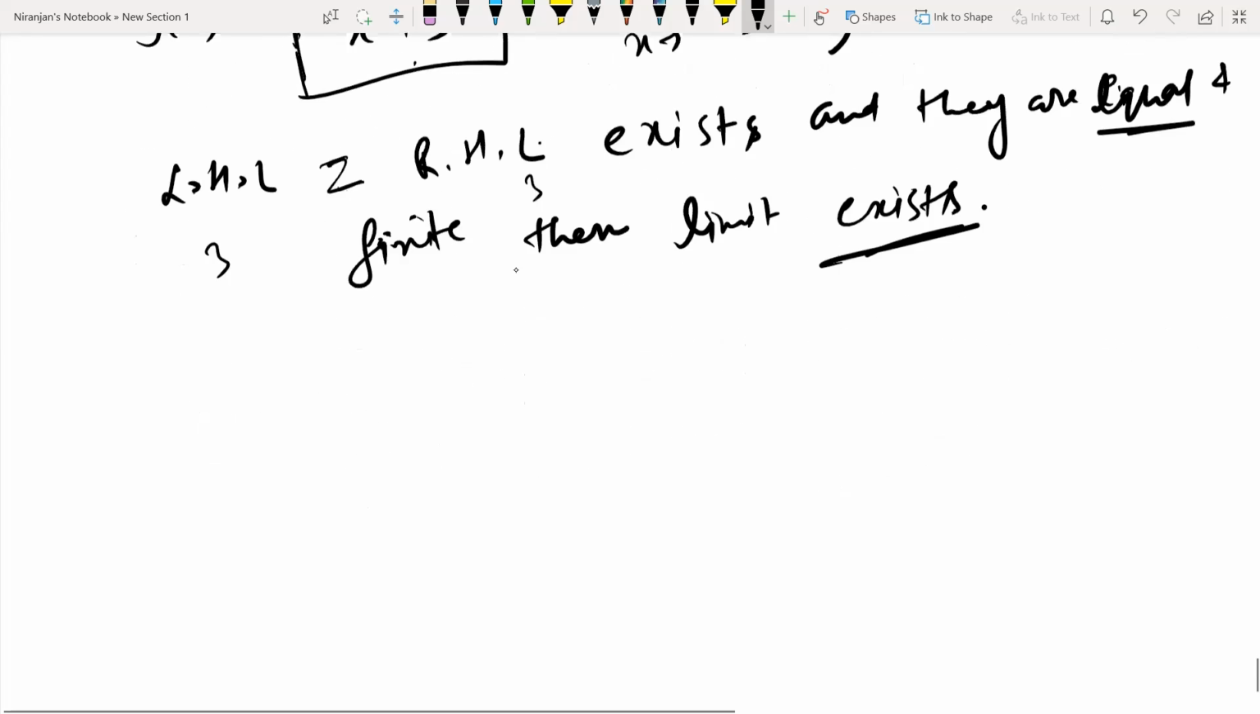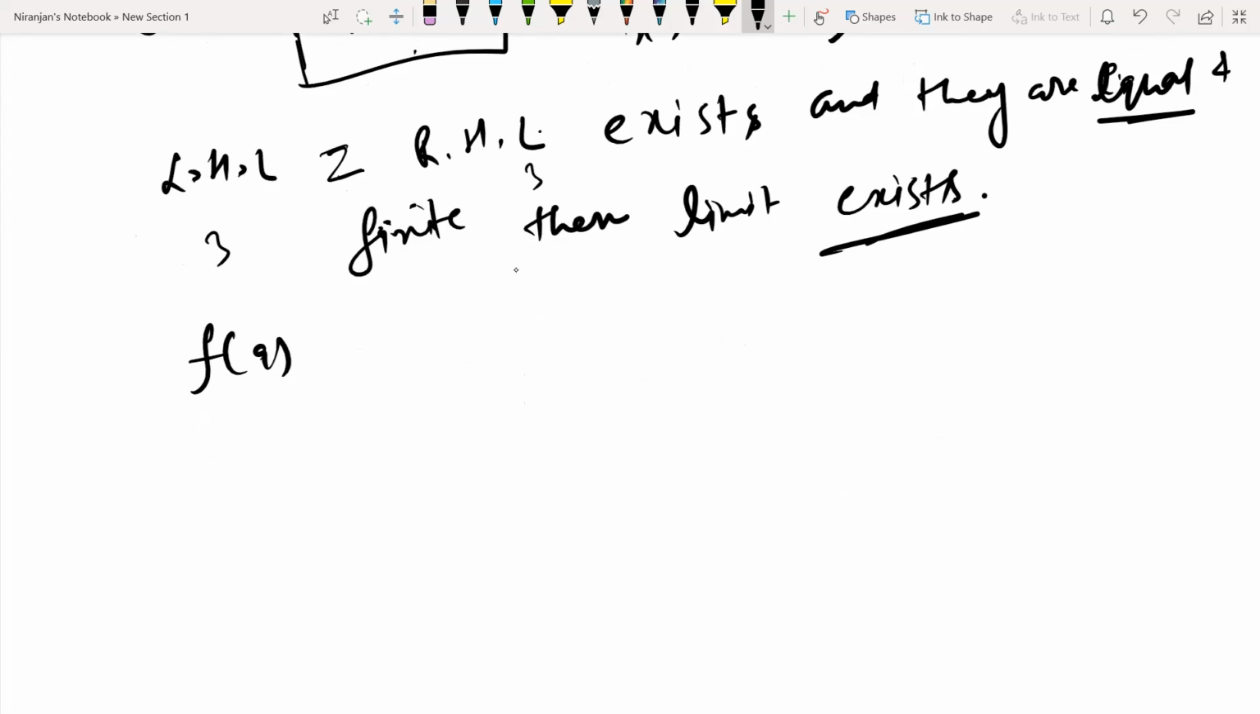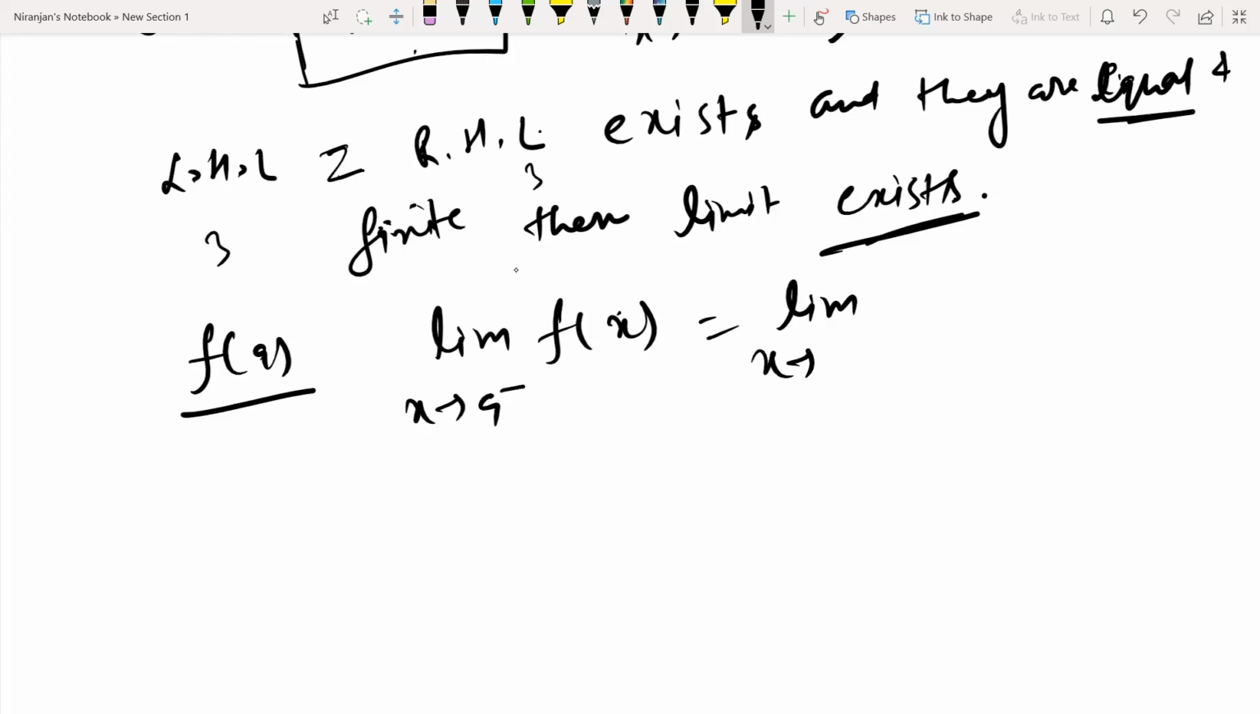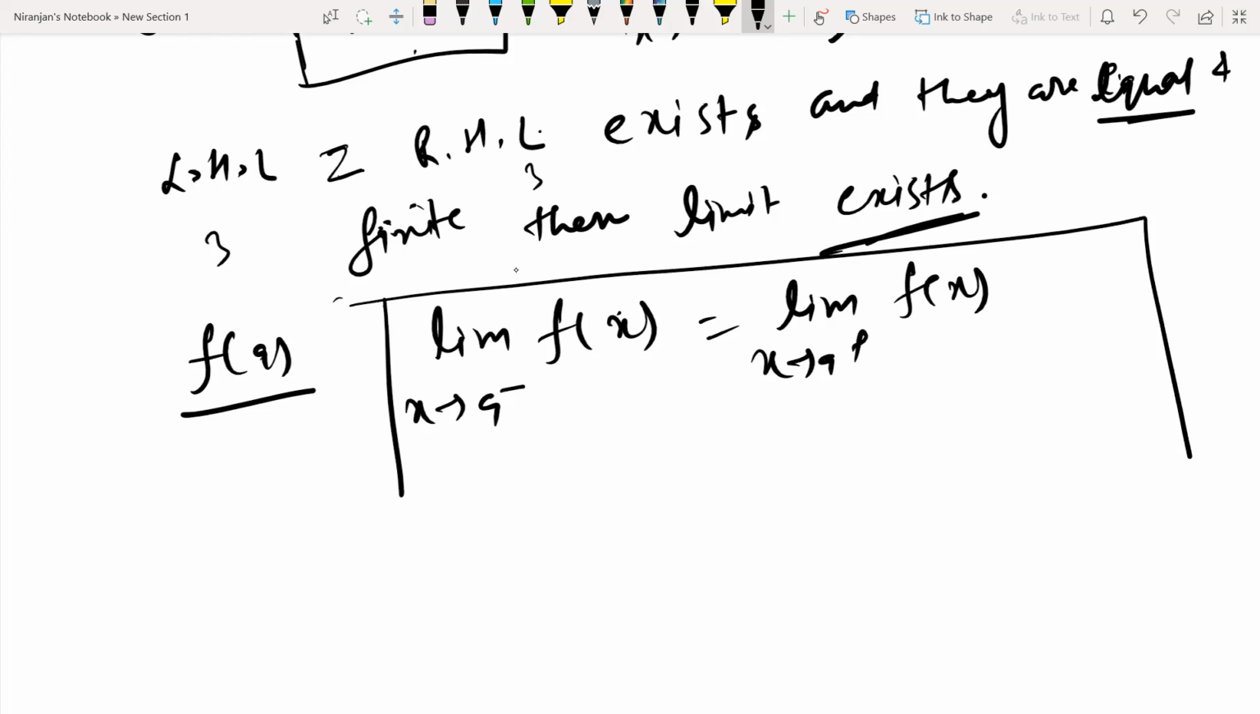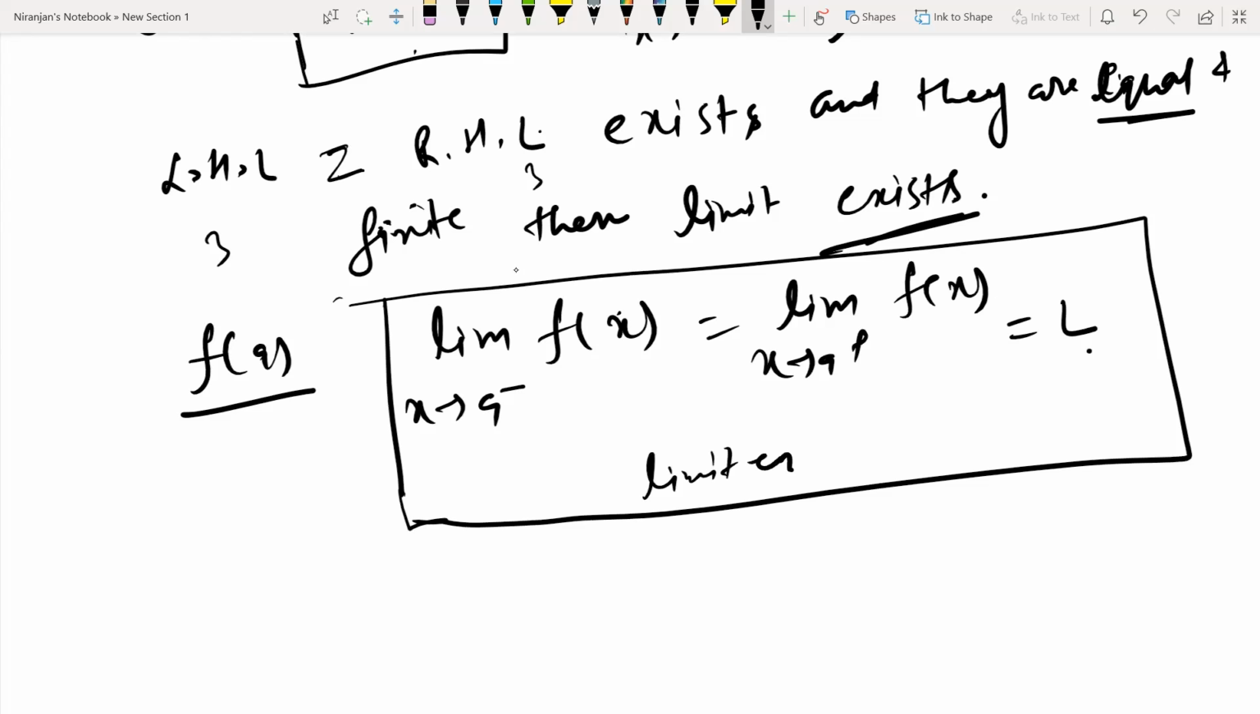That's the first thing. Second thing, you do not have to worry about f of a. So the limit as x tends to a minus of f of x equal to the limit as x tends to a plus of f of x, is equal to L, where L is finite. This is the only thing that you need to worry about. If they are equal, then you say that the limit exists. Now, if you say that f of a is equal to this, fine. You do not have to think about f of a right now. It's a different concept.